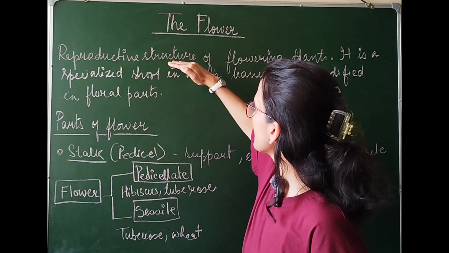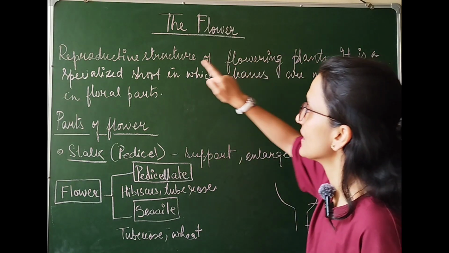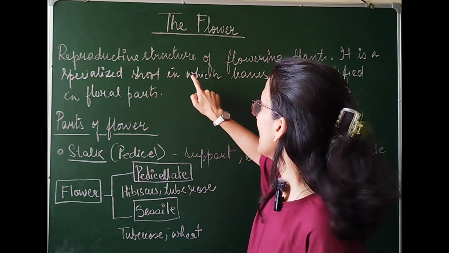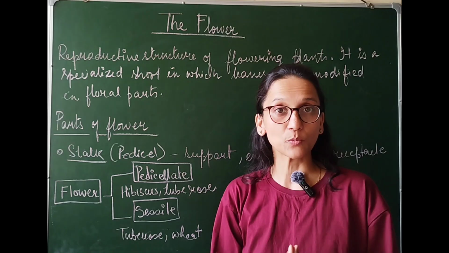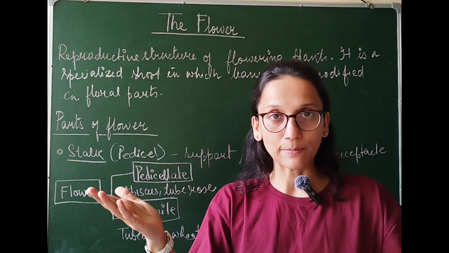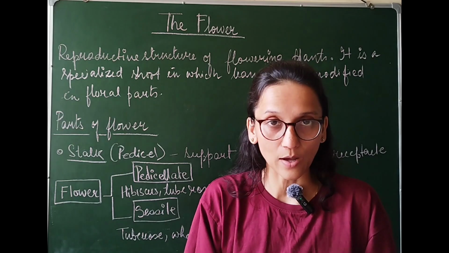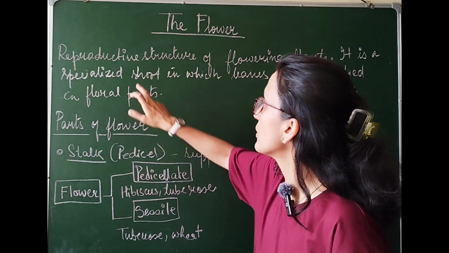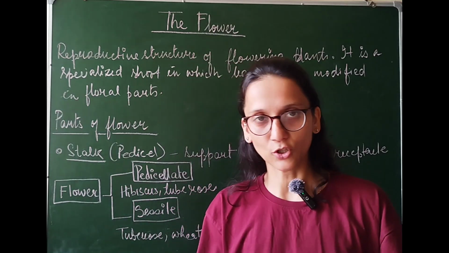Well, the reproductive structure of a flowering plant is the flower, and it is a specialized shoot in which the leaves are the modified floral parts. अब समझ में आया? जो leaves होते हैं एक plant के, वो जब modify हो जाते हैं, they modify to form structures like flower, and the purpose of the flower is only reproduction. So now let's study more about the structure of a flower.